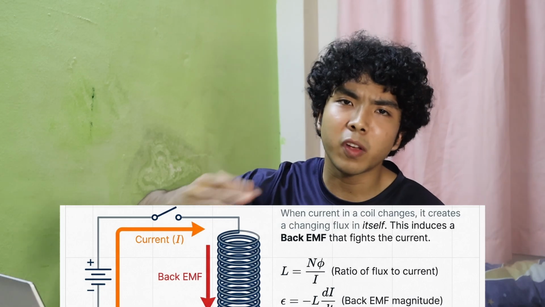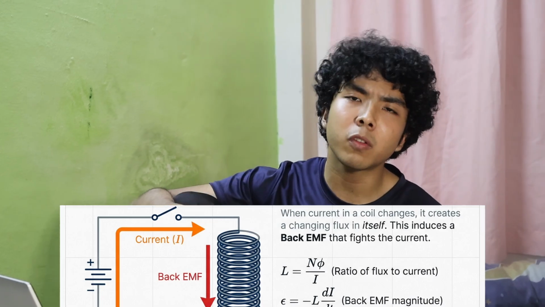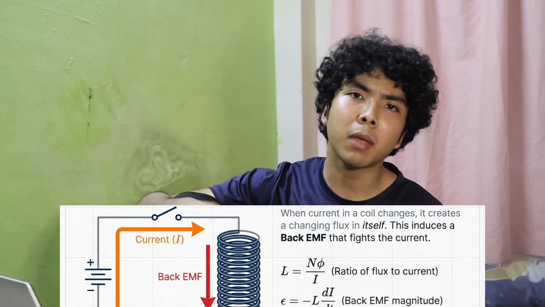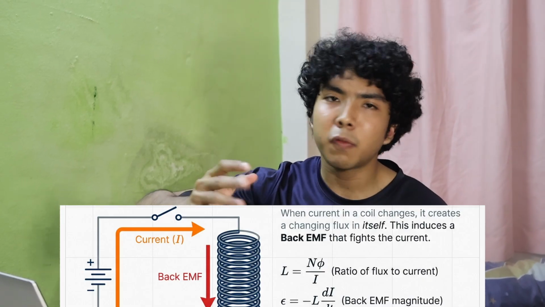Next topic, self-inductance. This is what happens when a coil is obsessed with itself. When current in the coil changes, magnetic flux in the same coil changes. So the coil induces its own EMF. We call it back EMF. It fights the current. If current try to go up, back EMF pull it down. If current try to go down, back EMF pull it back up. This coil have trust issues.